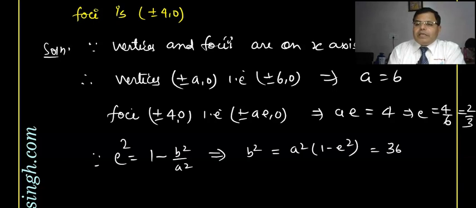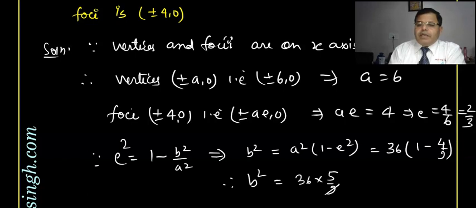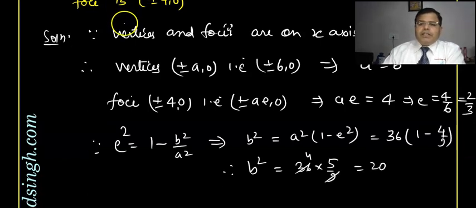So a square is 36 and 1 minus 4 by 9, therefore b square is equal to 36 into 9 minus 4 by 9, that is 5 by 9, 36 into 5 by 9, 9 fours are 36, 4 fives are 20. So b square is 20.